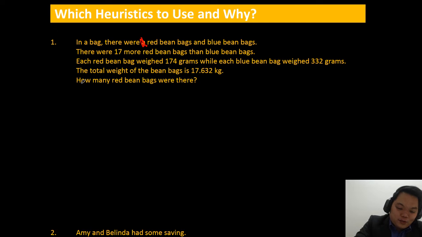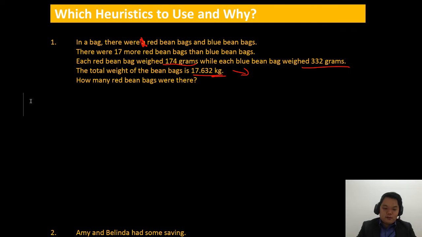First things first, you see that all these are in grams and this is in kg. You want to convert this into grams first. I'll type out quite a bit because there's going to be quite a lot for me to write. Convert this into grams first. 1 kg is 1000 grams, so you're going to get 17,632 grams.